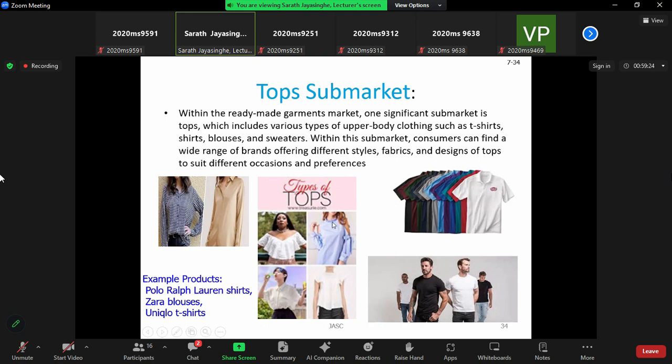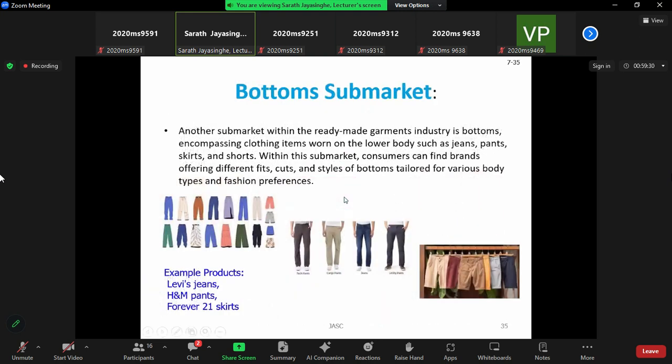And if you can talk about tops, you can think about bottoms also, right? You can see different types of sub-markets. A sub-market called bottoms, and then there are different companies and products coming under that. Another sub-market within ready-made garment is bottoms, encompassing clothing items worn on the lower body, such as jeans, pants, skirts, and shorts. Within this sub-market, consumers can find brands offering different fits, cuts, and styles of bottoms tailored for various body types and fashion preferences.